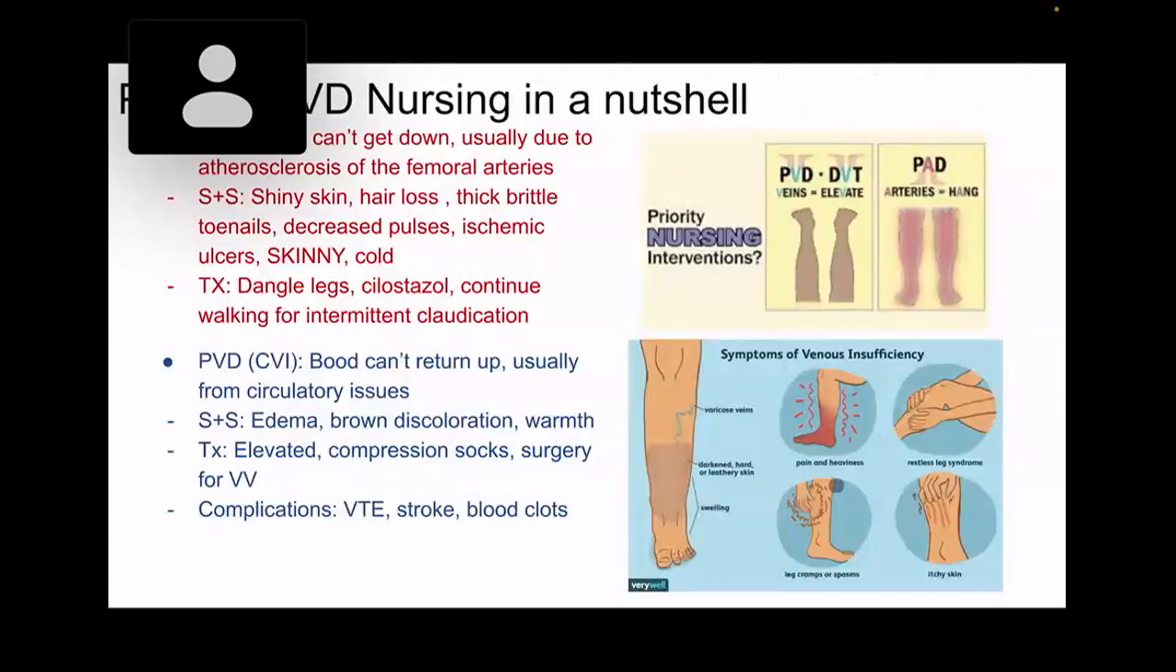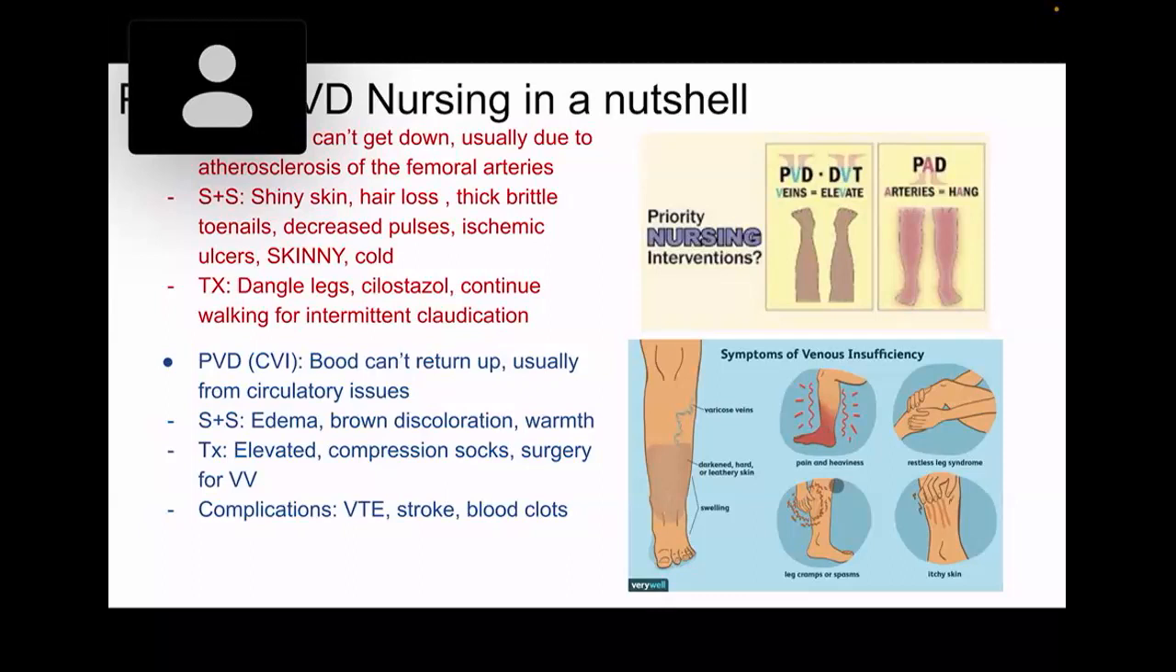All right. Now we've got PAD versus PVD, a little nursing in a nutshell. Some of these slides you'll see at the top say nursing in a nutshell. This means that this topic is going to reappear in your med-surg lectures. So we're not going to get too nitty-gritty, because we really need to understand the patho so that next semester, when you learn about treatments, nursing interventions, and patient education, it's a little more familiar to you and you'll be more successful in that portion of your course load.